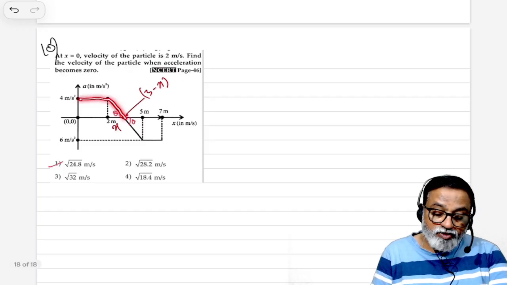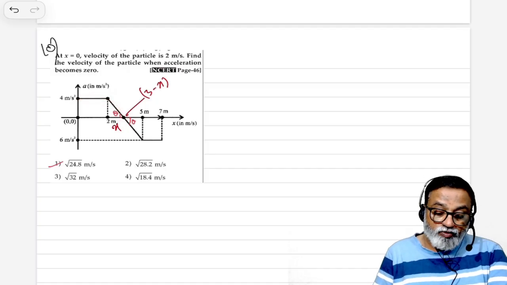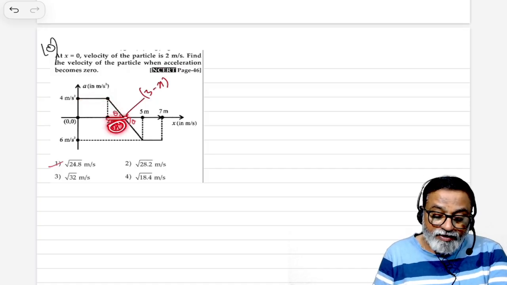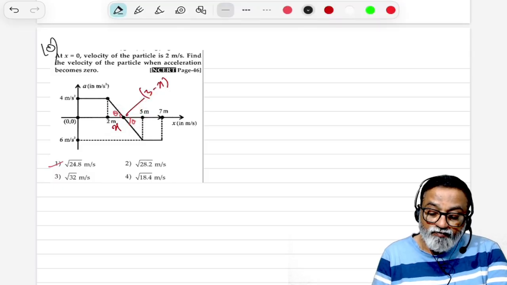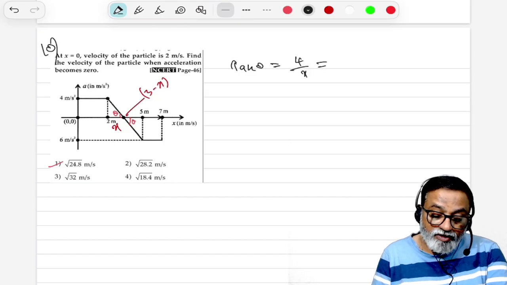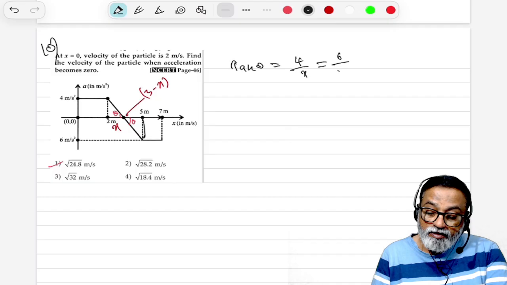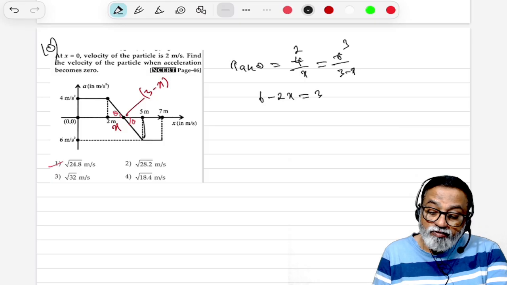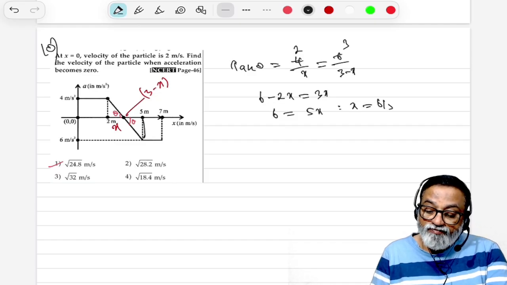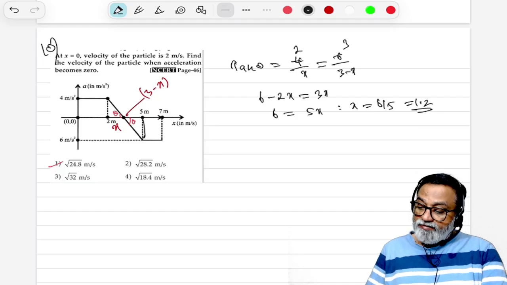So here, this is the first point where acceleration becomes 0. See, for example, this distance I am taking as x. The total distance is 3, and the remaining becomes 3 minus x. See, from this triangle, this angle is theta, this one also theta. Therefore, tan theta is equal to 4 by x, that is equal to 6 by (3 minus x). Therefore, 6 minus 2x is equal to 3x. Therefore, 6 is equal to 5x. Therefore, x is equal to 6 by 5. That is 1.2 meters.